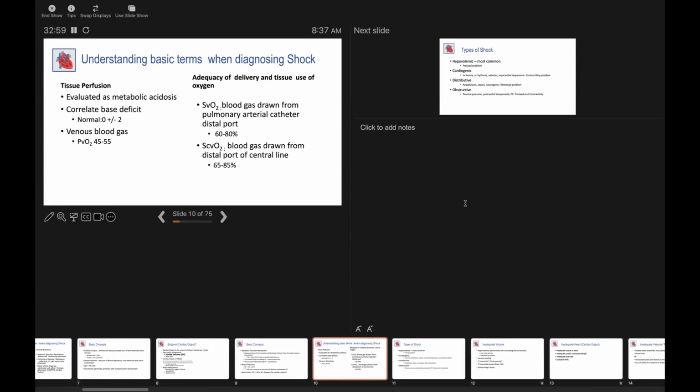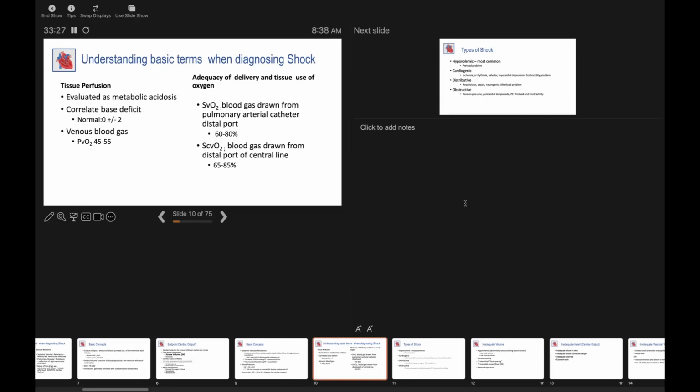And then we come to perfusion indicators. Tissue hypoperfusion is going to be evaluated as metabolic acidosis. So remember, base and bicarb go down, metabolic acid is up. When I look at a blood gas and the base or bicarb is down, they're in a base deficit, the bicarb is down, that means metabolic acid is up.